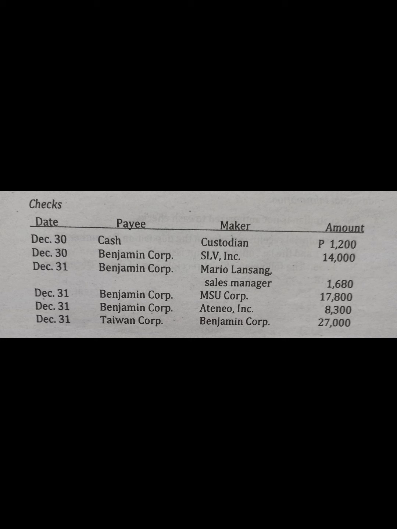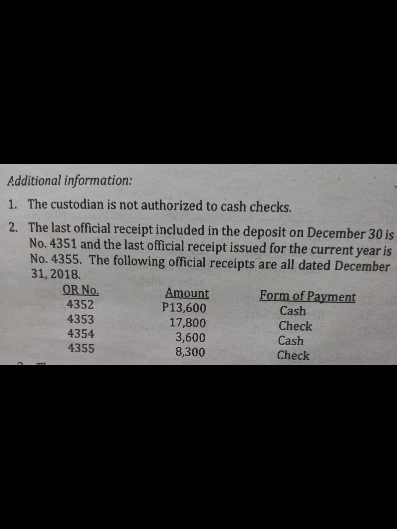So this is basically what was returned by the sales manager to Benjamin Corp. So this is not included in our account. So December 31 Benjamin Corp from MSU Corp 17,800, so this is included. Then Ateneo Incorporation 8,300, this is also included. Then December 31 is Benjamin Corp pay Taiwan Corp, so this is a disbursement of 27,000 pesos. Please note here, there is additional information given.